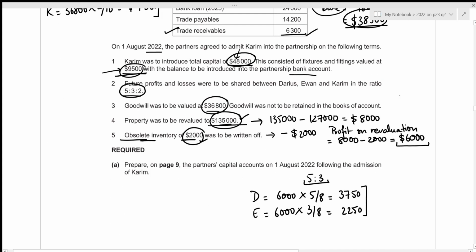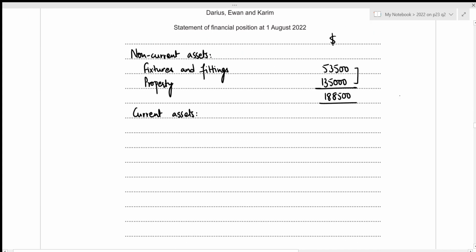So let's record these three in our statement of financial position. First of all, we have inventory, which had the value of 34,200. Then we have trade receivables of 6,300, and we have bank with the amount 25,800.